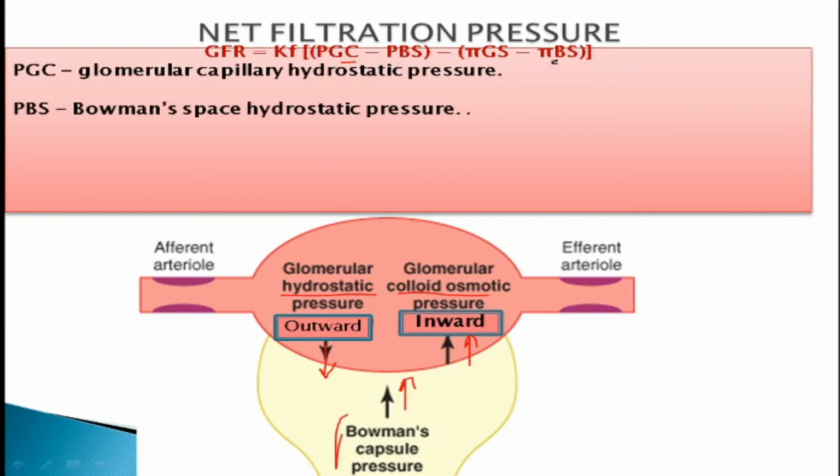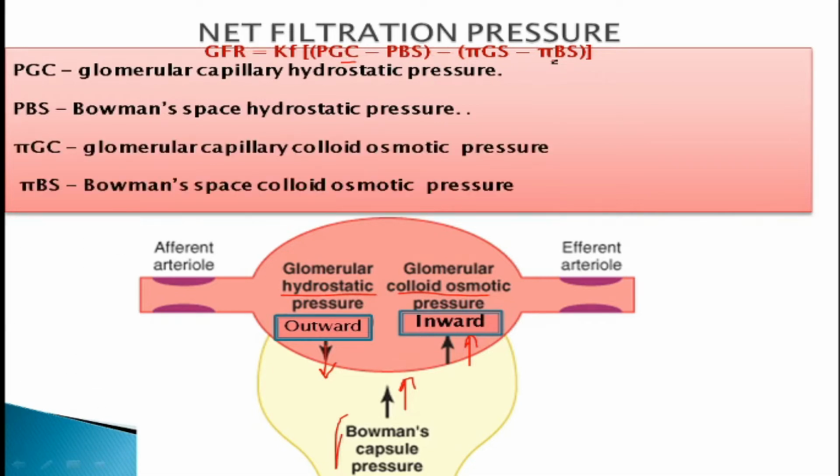So these are the four pressures which are acting. For all purposes, the pi Bs, that is Bowman space colloid osmotic pressure, is taken to be 0 because colloid pressure is basically because of the proteins, and as I had already told you, proteins are not filtered into the Bowman space. So for all reasons we take this pressure to be 0. So net effective pressures are the upper three pressures, and pi Bs does not carry much significance.